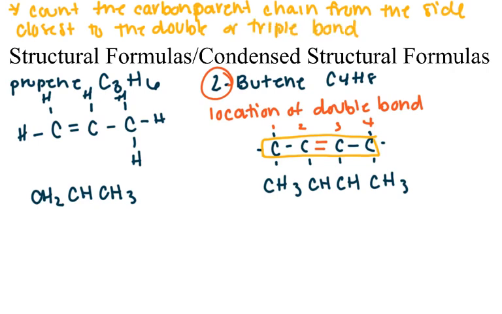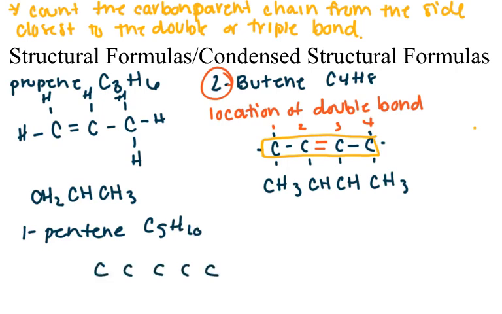So with butene, it didn't matter because there were 4 carbons, so there was one right in the middle. But if we look at something with an odd number, 1-pentene. So remember, pentene is 5, so you see C5H10. We're going to have 1, 2, 3, 4, 5 carbons.